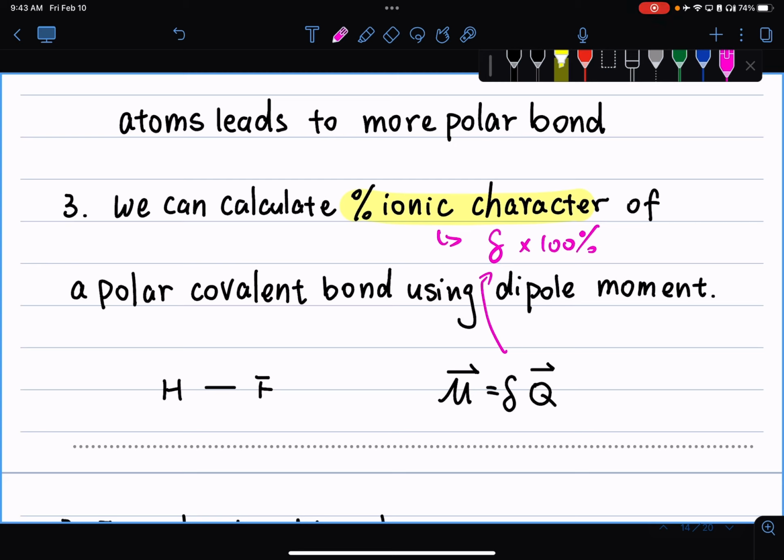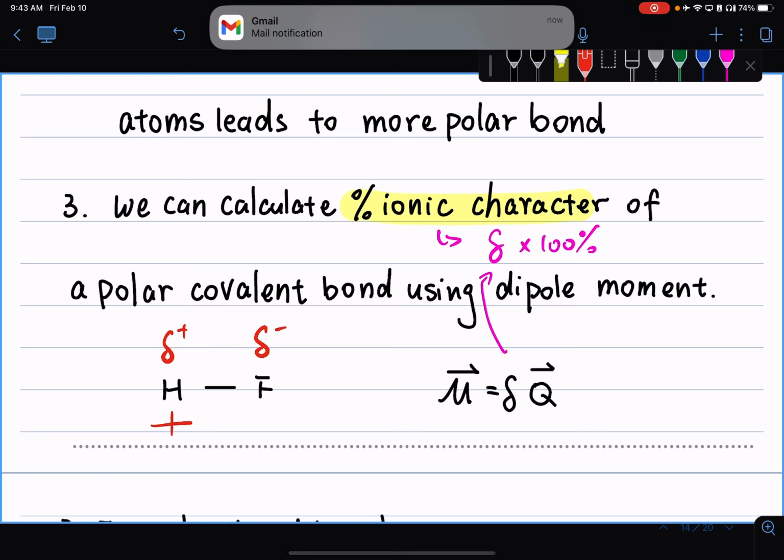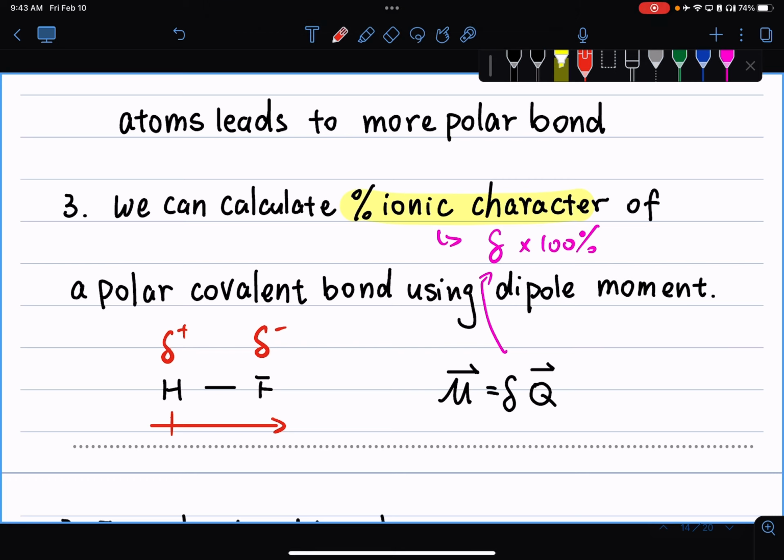So in the HF case, you need to know how to draw that dipole moment from the electron-positive hydrogen to the electron-negative fluorine. And we have the arrow pointing in that direction.